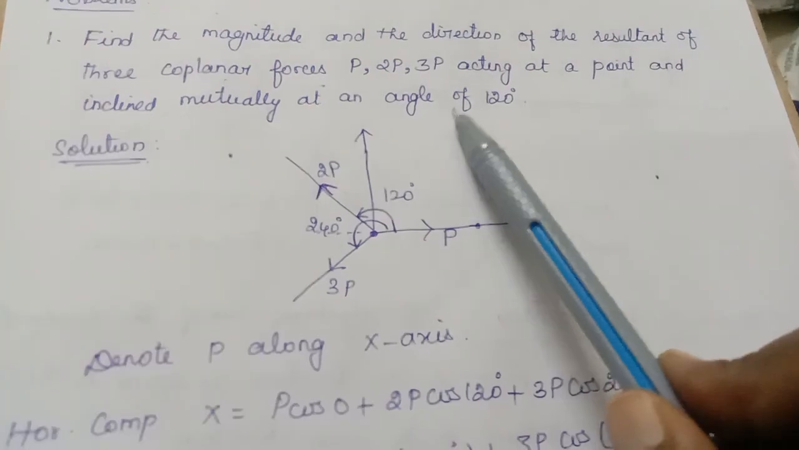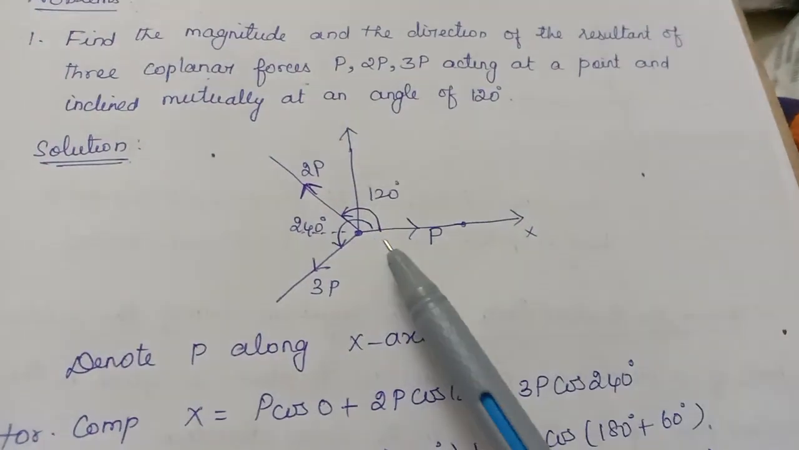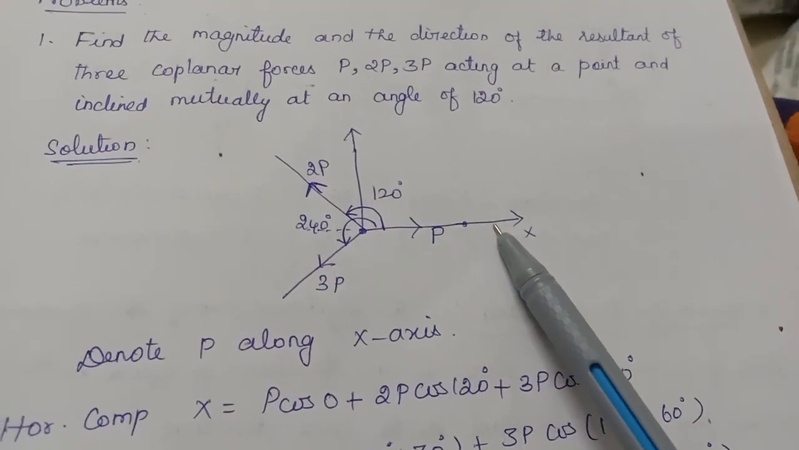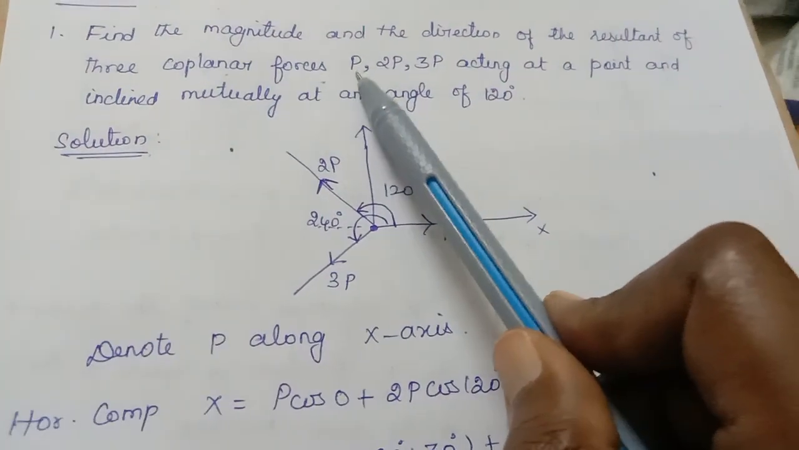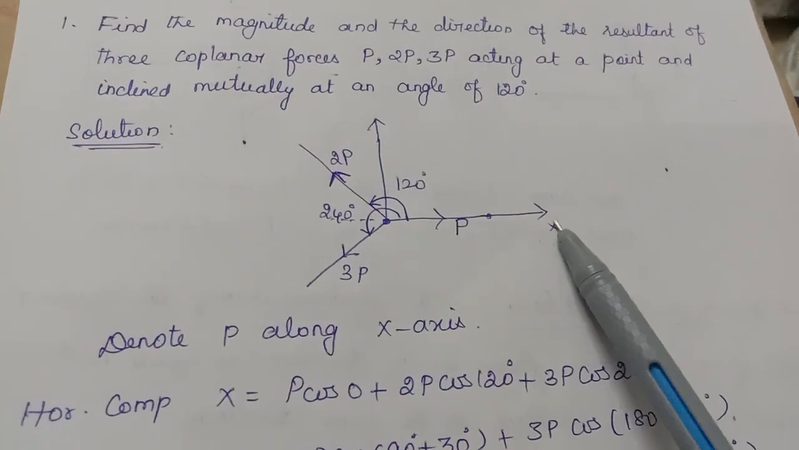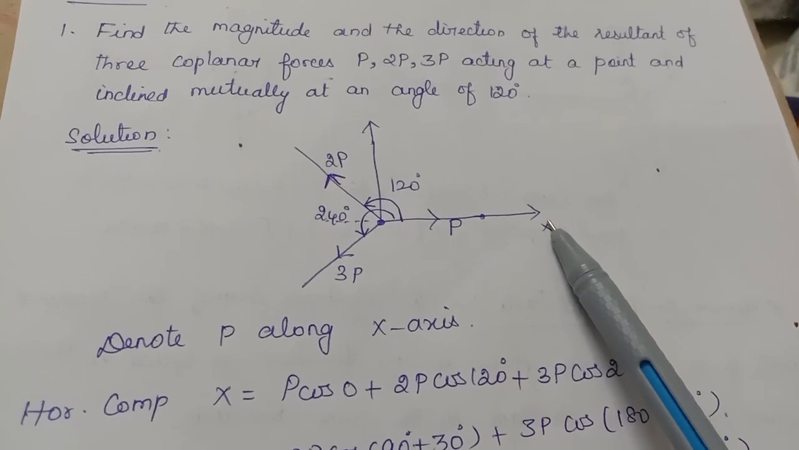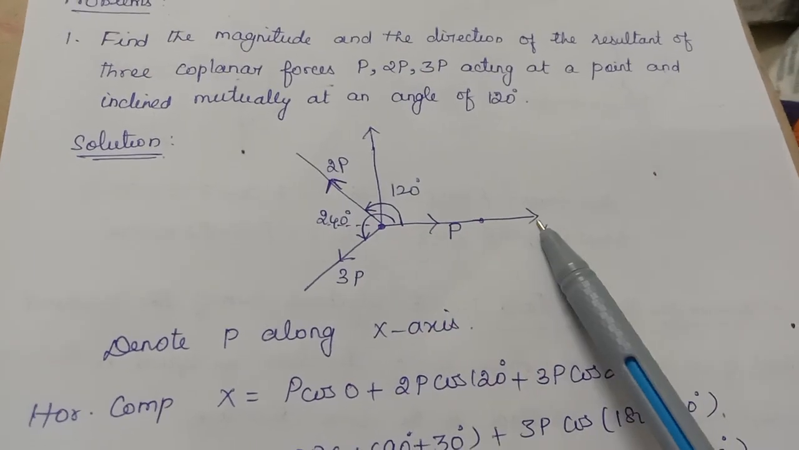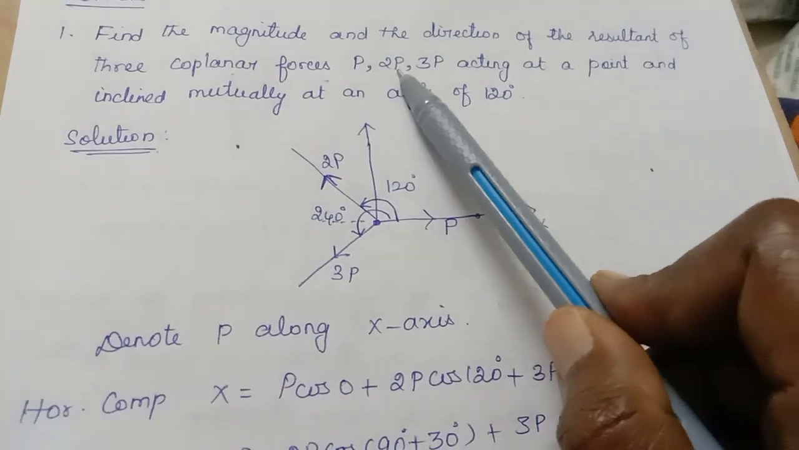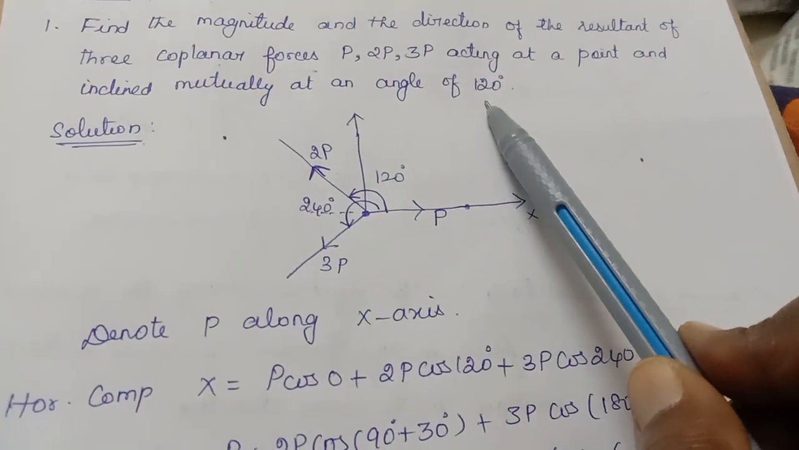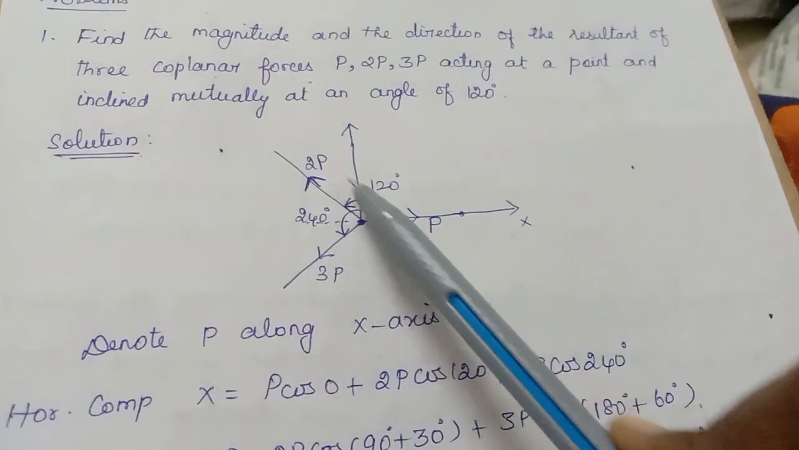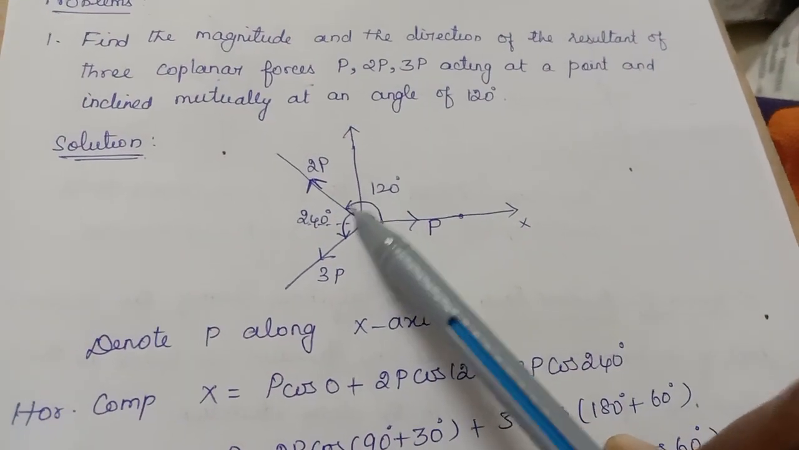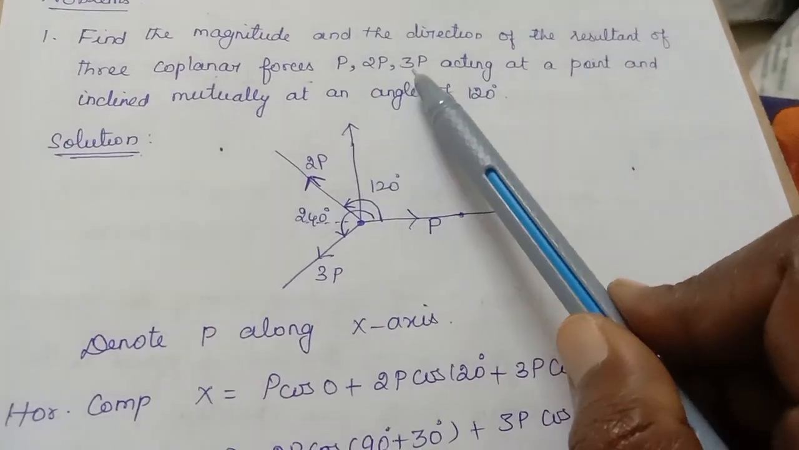Whenever these types of problems are given, you take any one of the forces along the horizontal direction. That will give you a comfortable proceeding. So here I am going to consider this P acting along my horizontal line, the x-axis. Then what about 2P? 2P is making an angle of 120 with P, no? So it will be in the second quadrant, isn't it? So this is my 2P, and it is making 120.